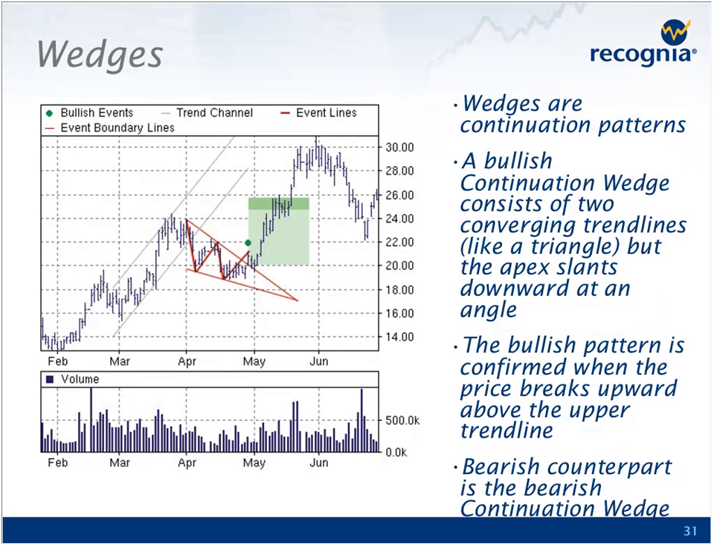Wedges are extremely similar to triangles, but the difference is that rather than having the lower support level either horizontal or rising, it's actually declining. So it slants downward at a slight angle. Other than that, it's very, very similar.